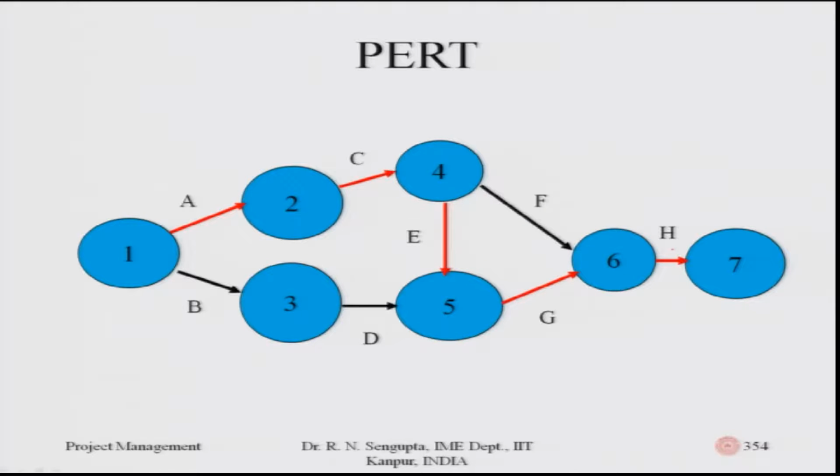Now there is only one starting node, which is 1, not A. Again, if I follow the critical path, it is exactly the same, A, C, E, G, H, similar to the diagram I showed in the 352nd slide. This is the PERT concept with activities on the arcs; in the earlier one it was activities on the nodes.